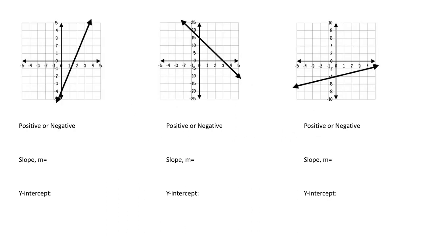Okay, now let's look at some examples here. So we're going to see, is this positive or negative slope? What is the slope? And then where does it cross at the y-intercept? Those are all the information I'm going to look for. So with this graph right here, it is going up. So if I look from left to right, it increases. So I know that it is a positive slope.